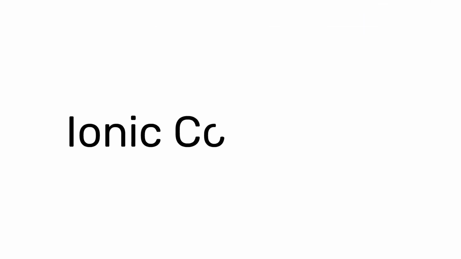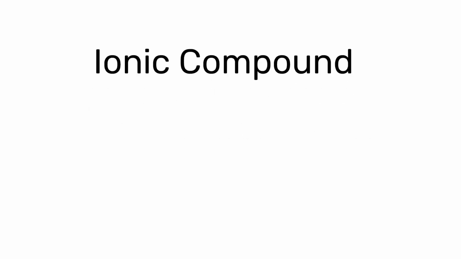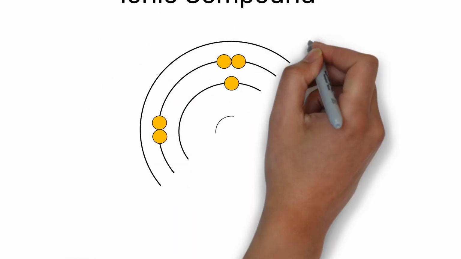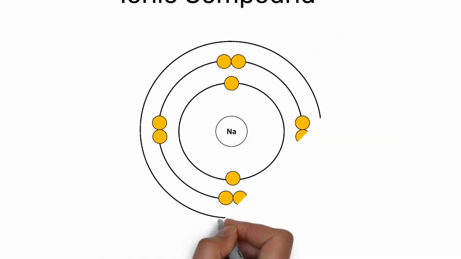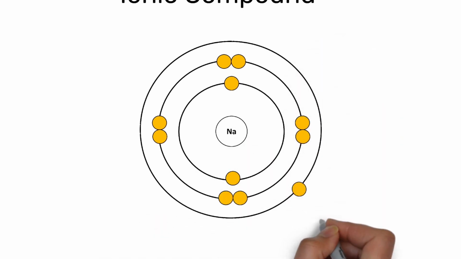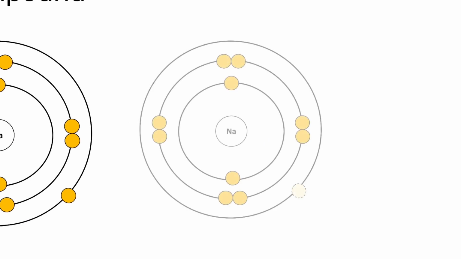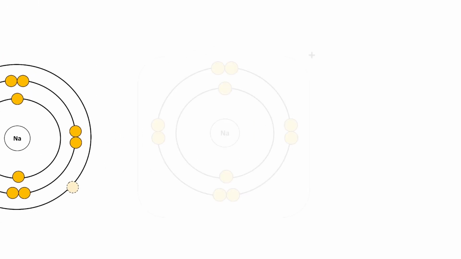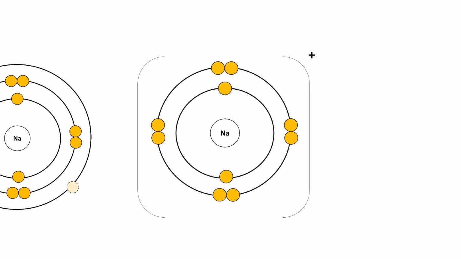Now we look at ionic compound. We take a look at this example. We have a metallic atom, which is sodium. So when sodium loses the electron in the outer shell, it will form a cation, which is Na+.